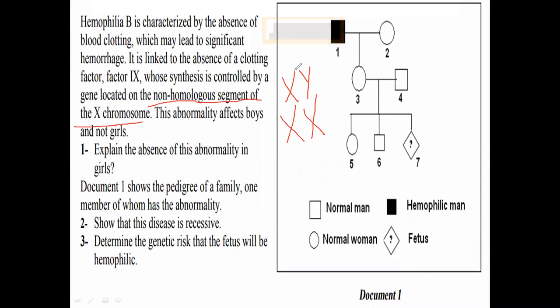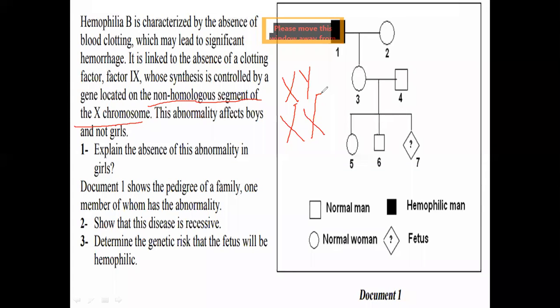So, explain the absence of this abnormality in girls. Why? Maybe if it's present in two copies, this is lethal. Maybe it leads to the death of the female. This is the explanation of this abnormality. Maybe it's lethal and leads to the death of its homozygous carrier. So it's lethal and it leads to the death of the females. That's why it's not expressed in girls.